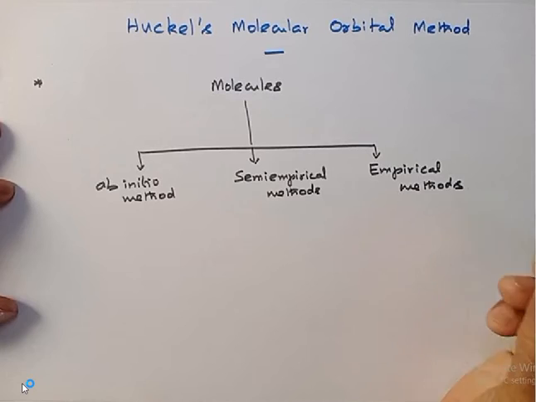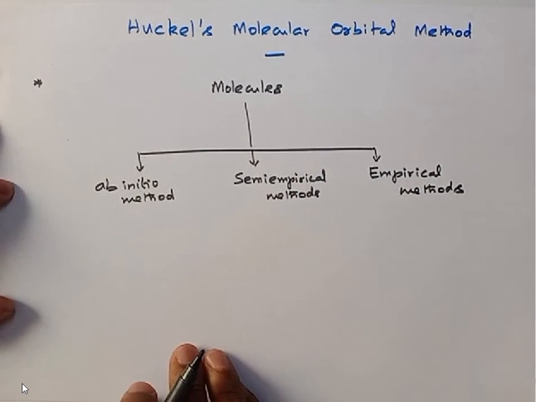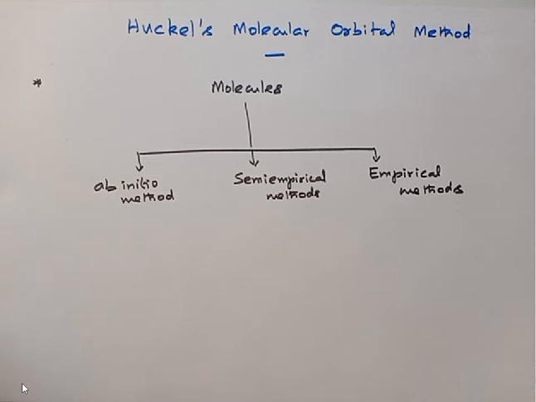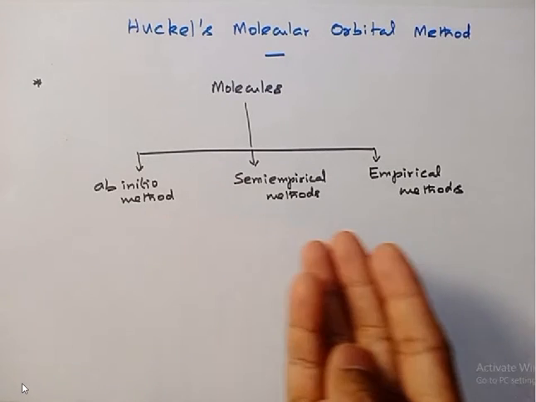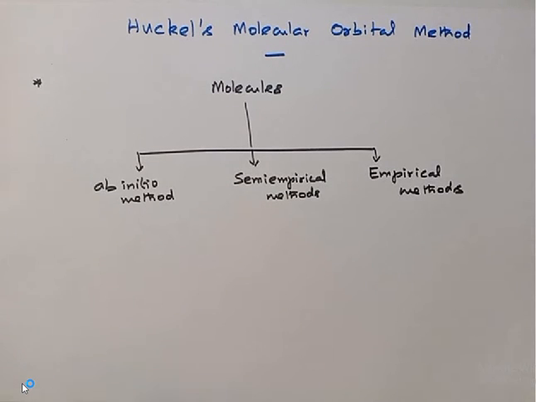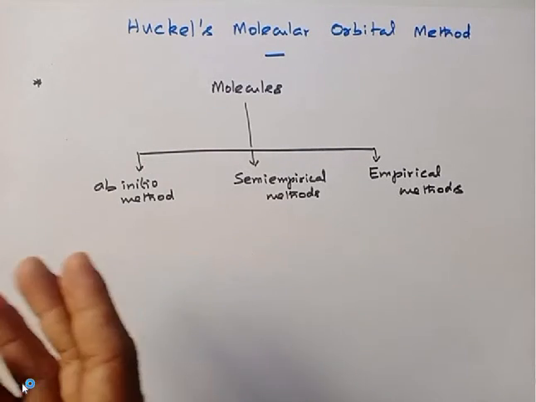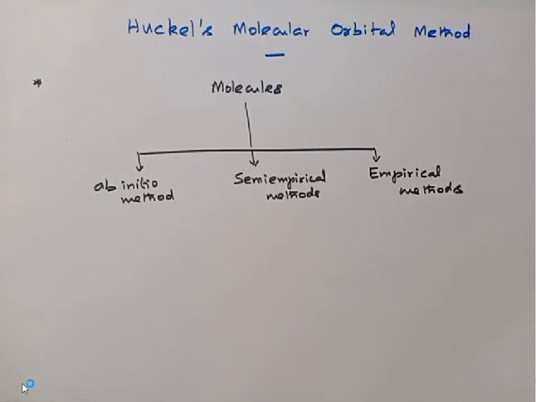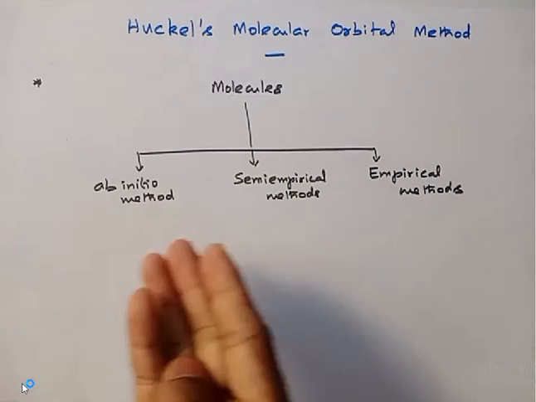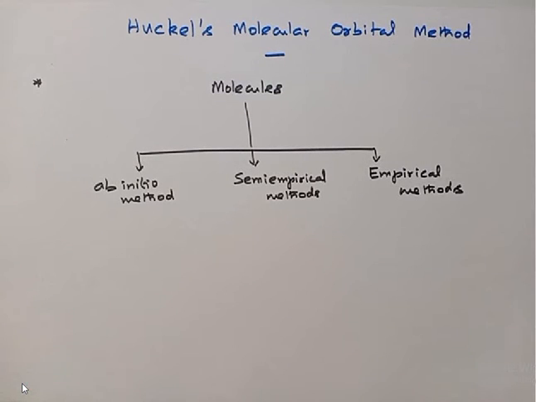If organic molecules are given, to understand the properties of the organic molecule theoretically or computationally, we adopt certain methods depending upon the size of the molecule and the cost of computation. These are all the methods that we usually follow. What is an Abhinitio method?